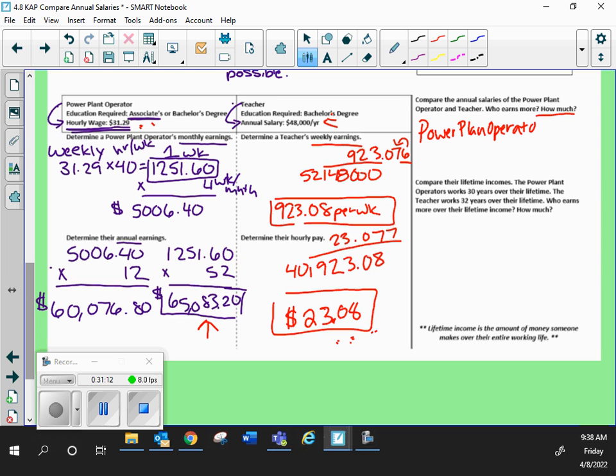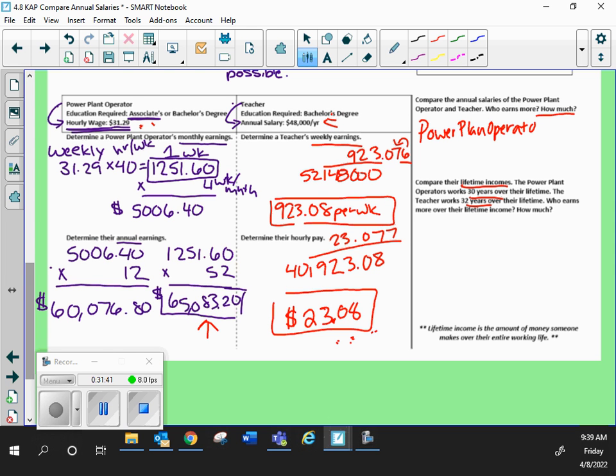Okay, if I was comparing their lifetime incomes, what that means is you're comparing how much they're going to make in their lifetime. To do this, it will tell you how much they're going to work in their lifetime. So in here, power plant operator is going to work 30 years, and the teacher's going to work 32. Ms. Little's going to do this math for you, just to speed up the process, and we're going to see how much more they earn over a lifetime.